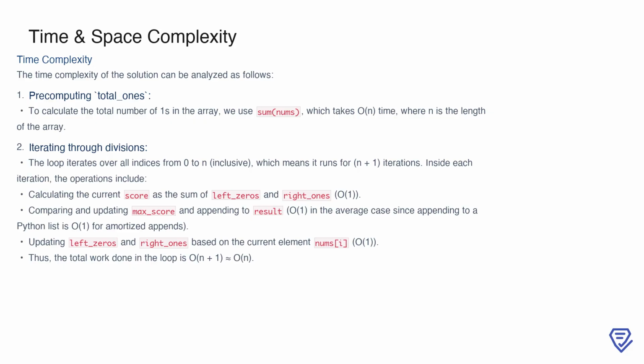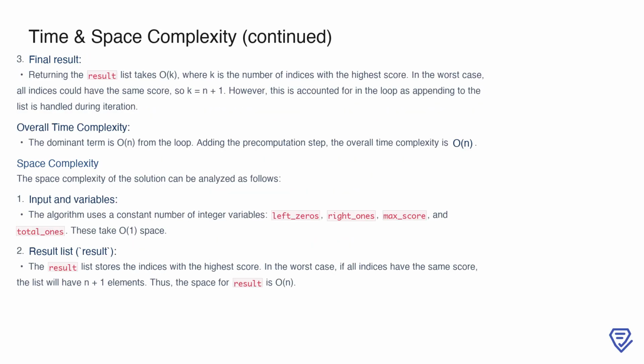These two steps together dominate the overall time complexity, so the solution has a time complexity of O(n). Returning the result list has a time complexity of O(k), where k represents the number of indices with the highest score. In the worst case, all indices might have the same score, meaning k could be as large as n+1. However, this cost is already accounted for during the iterations since appending to the list happens within the loop itself. When we combine the time for pre-computing total_ones and iterating through the array, the dominant term remains O(n). Thus, the overall time complexity of the solution is O(n).